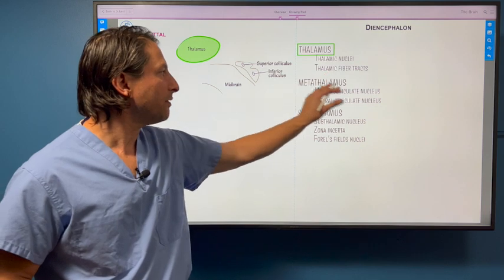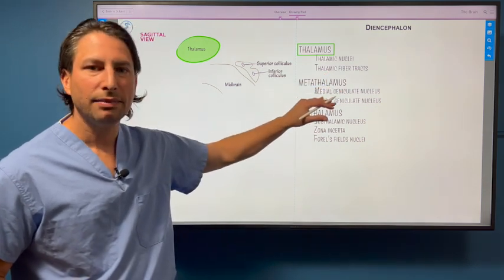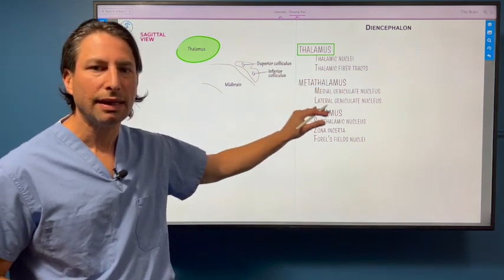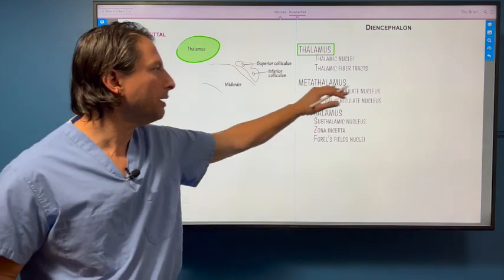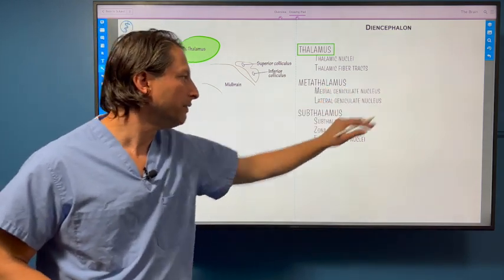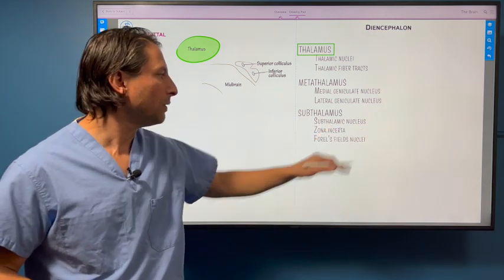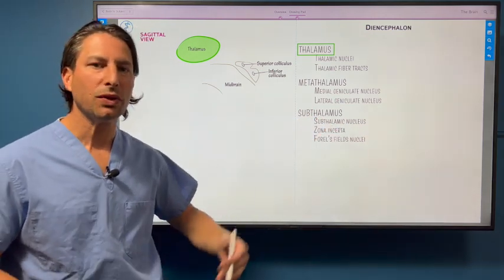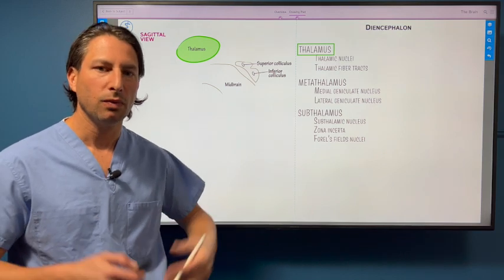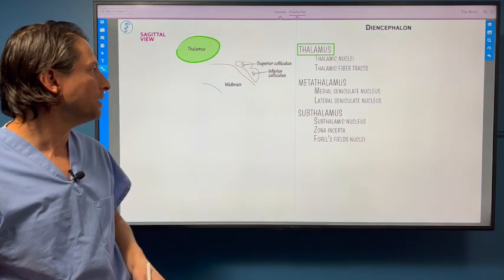Thalamus has nuclei and fiber tracts. The metathalamus is the medial geniculate and lateral geniculate nuclei. Remember, medial, auditory; lateral, vision. And then with the subthalamus, remember the subthalamic nucleus. If it's injured, there's hemiballismus, these wild ballistic flinging movements.